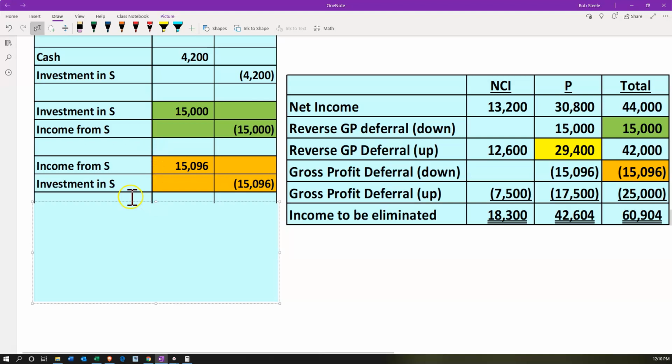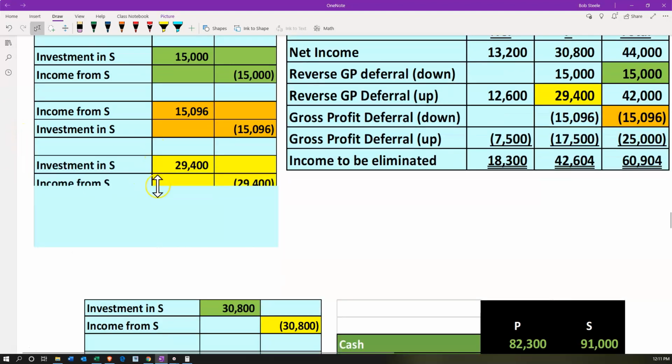Then we have this item, which is going to be the income from S debit and the investment in S. That's going to be from the gross profit deferral down. Notice what I'm doing here is grouping the down transactions. This is the down transaction in essence for the prior year, and this is the down transaction for the sales that took place from P to S in the current year. You can see these are kind of opposite transactions that are happening.